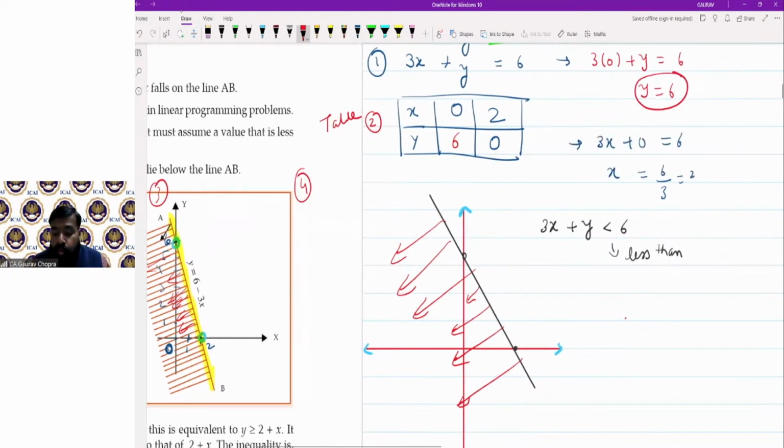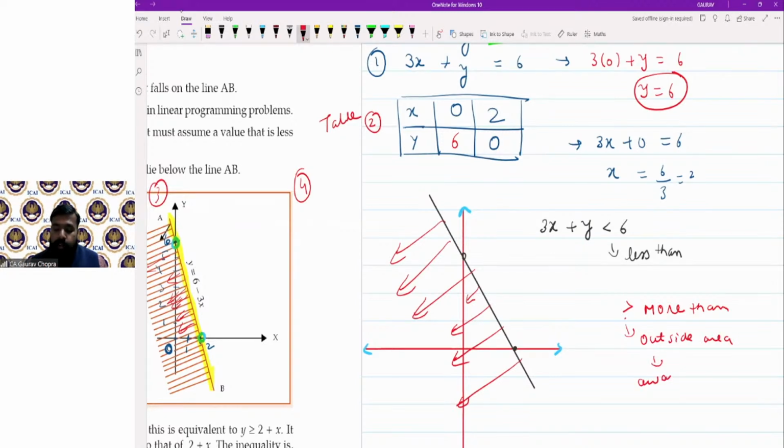If more than sign is there, then mark outside area. Outside means away from origin. Okay, outside का मतलब है away from the origin.